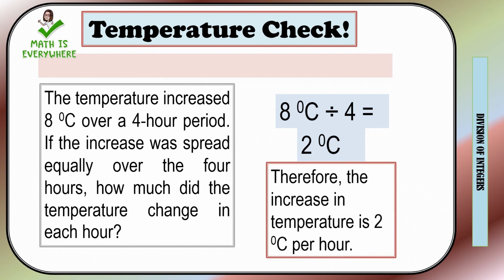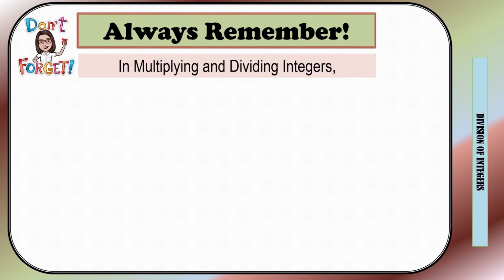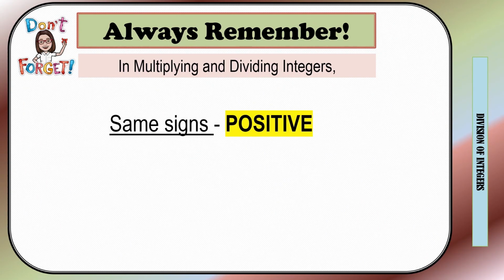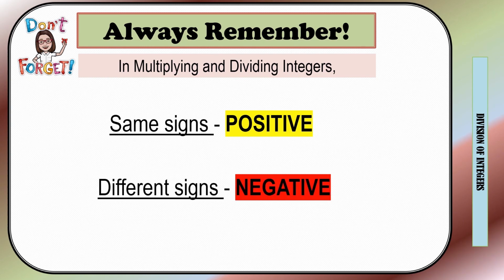Okay, so I want you to remember this. In multiplying and dividing integers, same signs will give you the result of positive, and different signs will give you the result which is negative. That's it for this video.